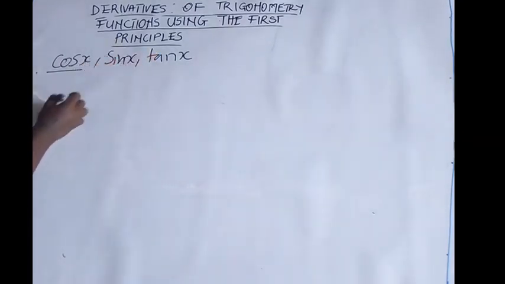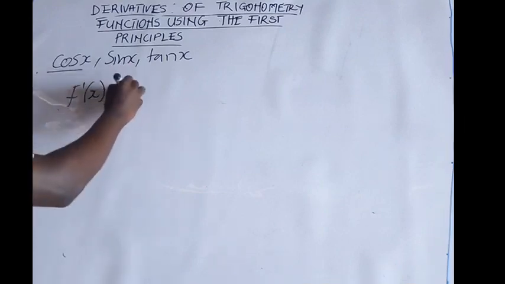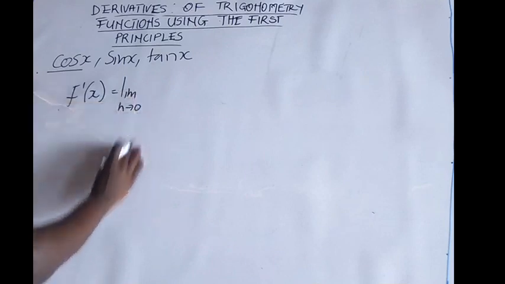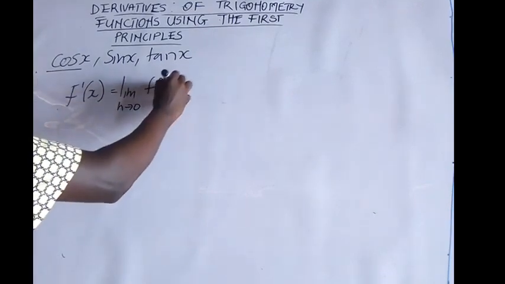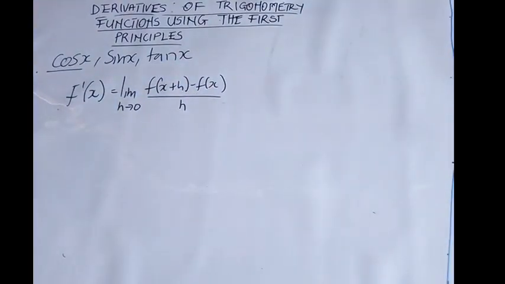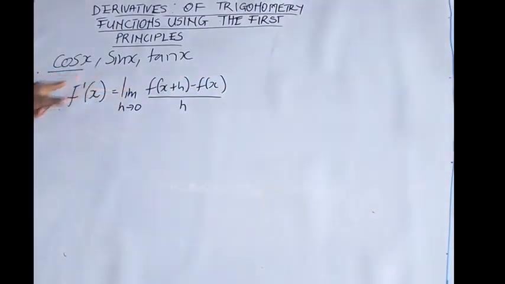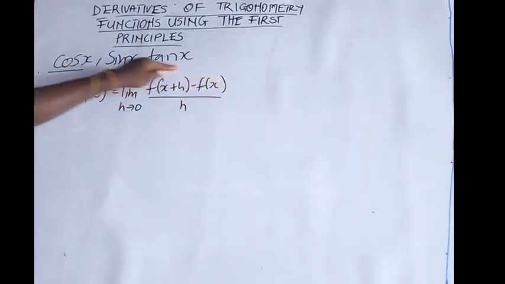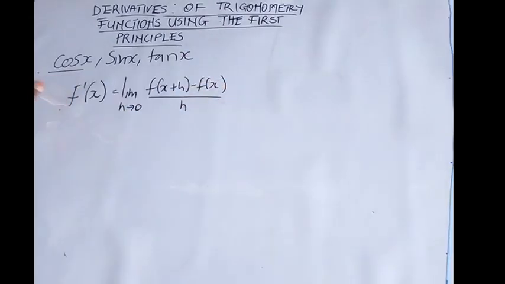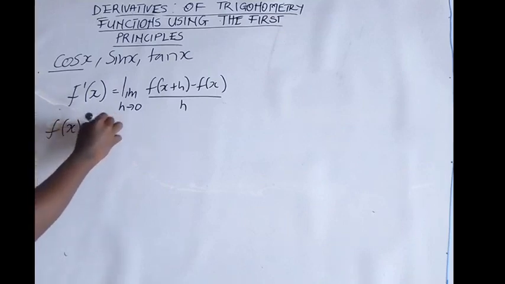So you know that the first principle is defined by the limit as h approaches 0 of f of x plus h minus f of x all over h. So whenever you are differentiating an equation and you use this method, it is called the first principle, or in other words, you are using the first principle to differentiate that particular equation. So let's take the cos x. So f of x is equal to cos x.